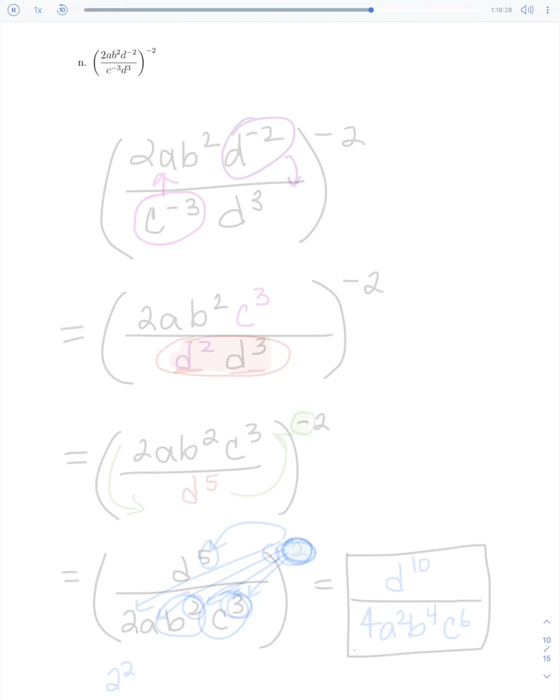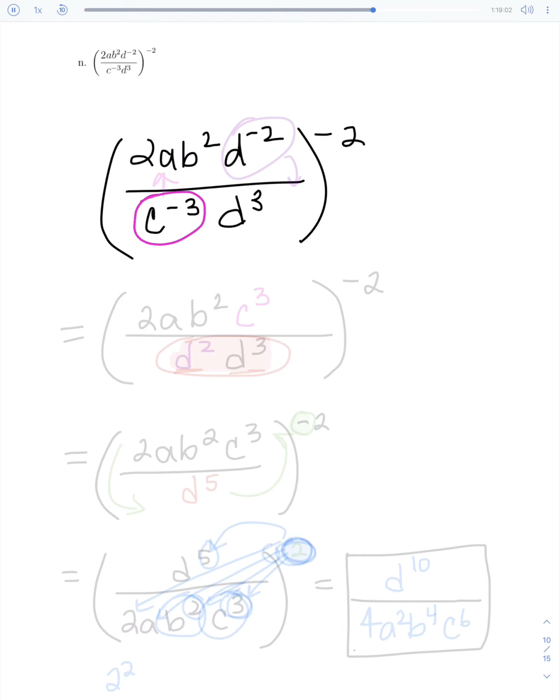Continuing along in N, we have the problem 2a, b squared, d to the negative second, all over c to the negative third, d cubed, all to the negative second. Before I would do anything, I would reduce what's inside of the parentheses first, just to make my life easier by getting rid of any negative exponents.